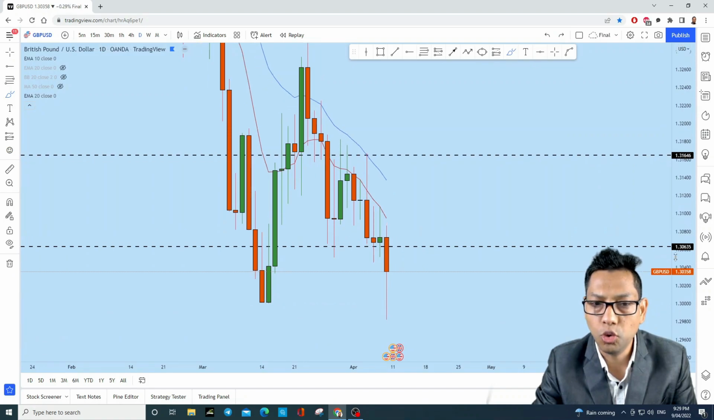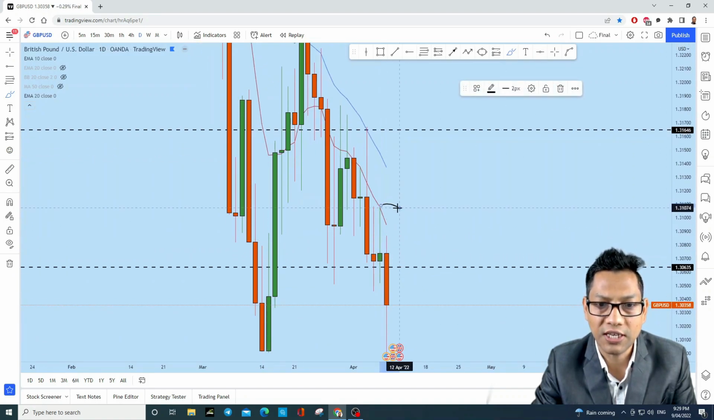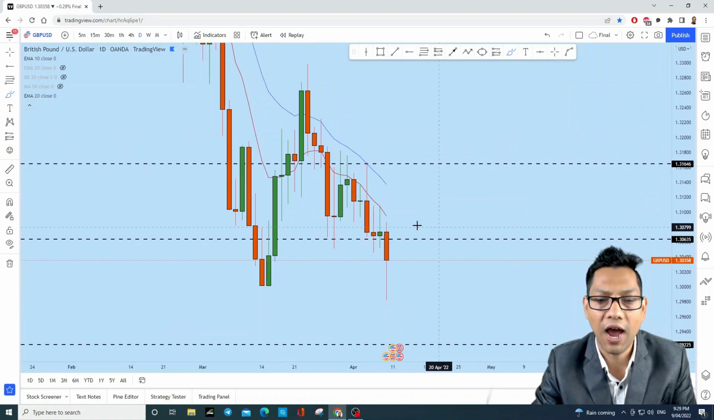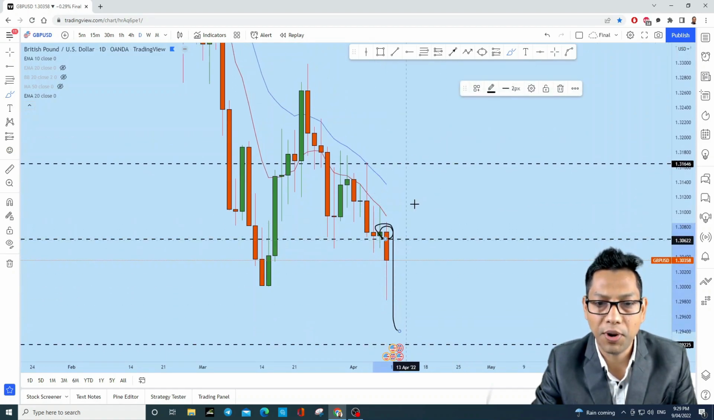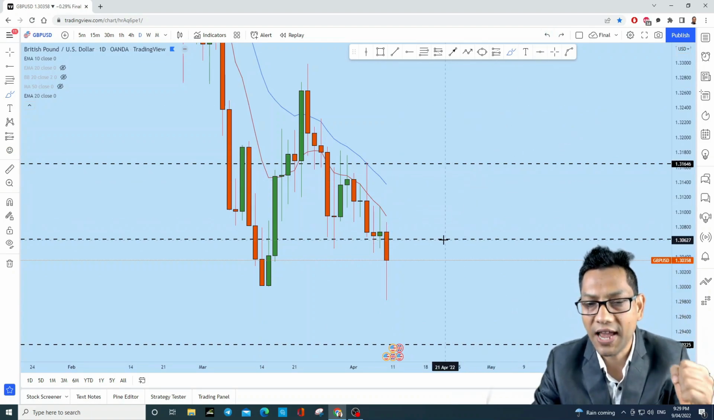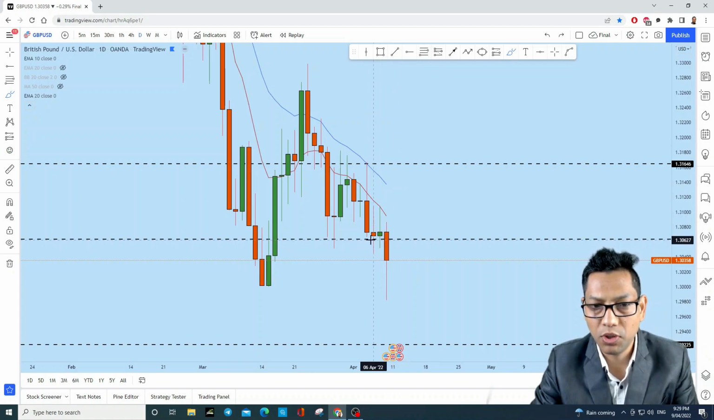Now in these two dojis, there is a clue. You see it has created a lower high. So two dojis with a lower high followed by another break to the downside. Now in the new trading week, what is likely to happen is that British pound US dollar may rise to this two dojis zone.